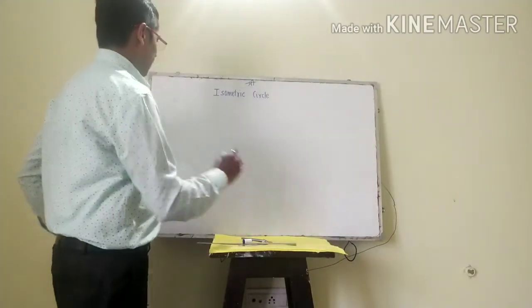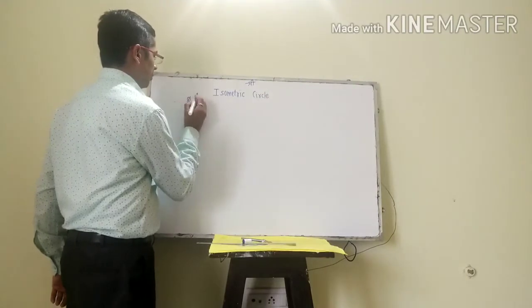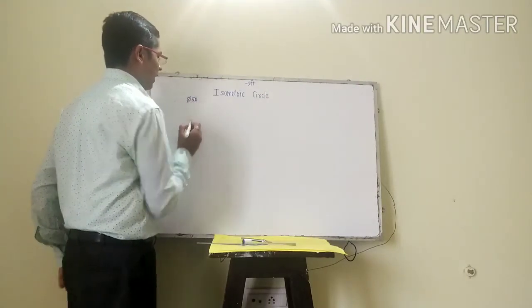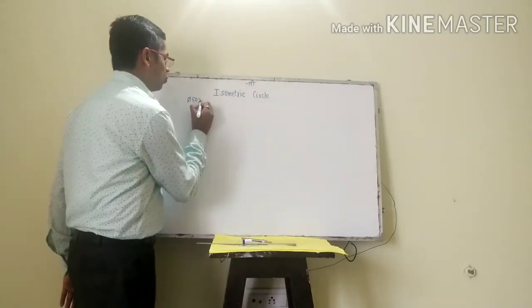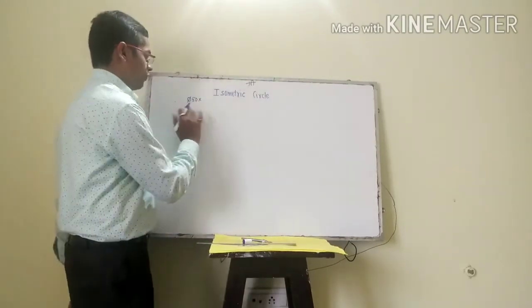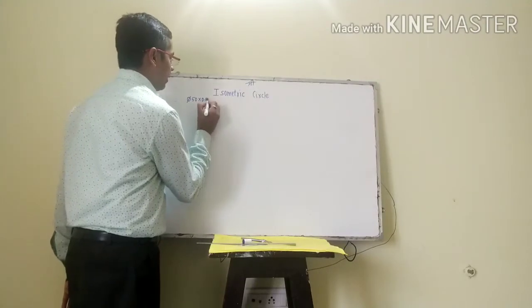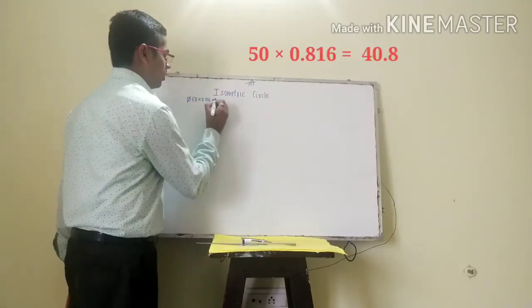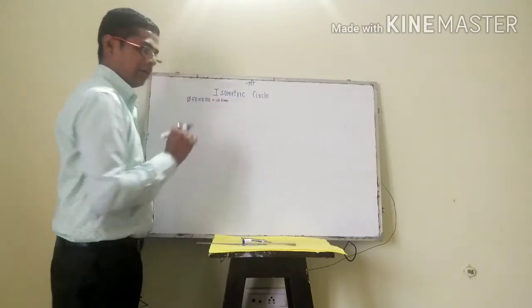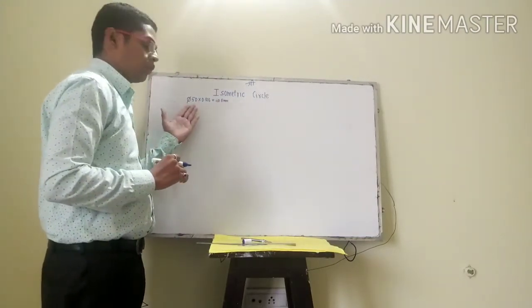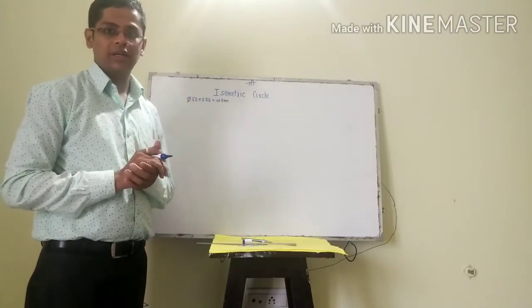Suppose I want to draw a circle of 50 mm diameter. So how will I draw? First I will convert this to isometric dimension. So 50 into 0.816, so the answer will be 40.8 mm. So what I did here, I have converted our normal scale to isometric scale.